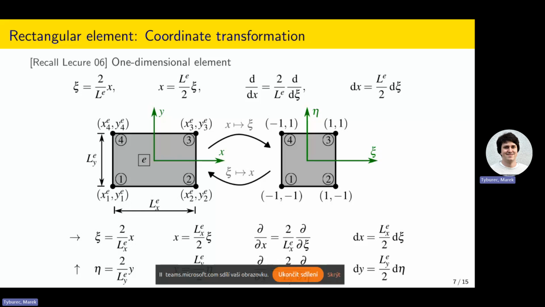And for the mapping, yes. For this element, you also define shape functions or basis functions. Should I recall what it means? Yeah. So a basis function is something that is used to approximate the displacement field.